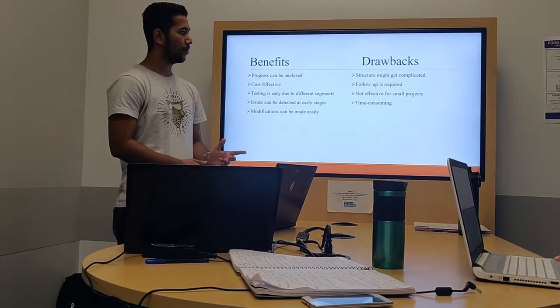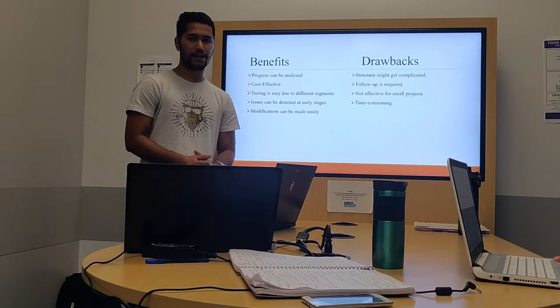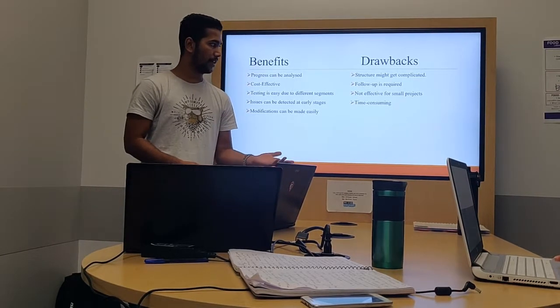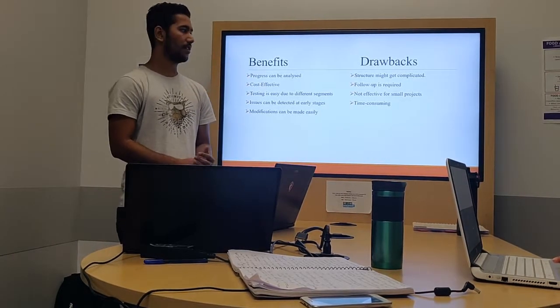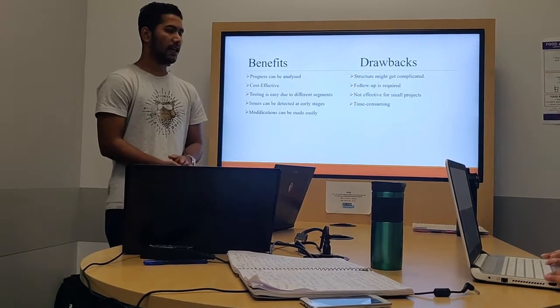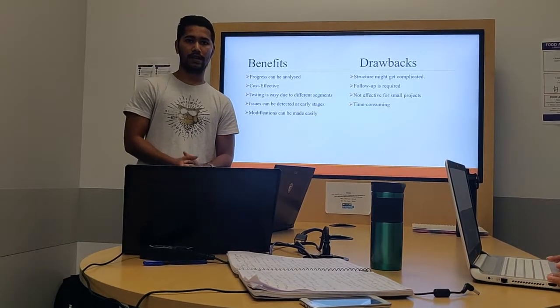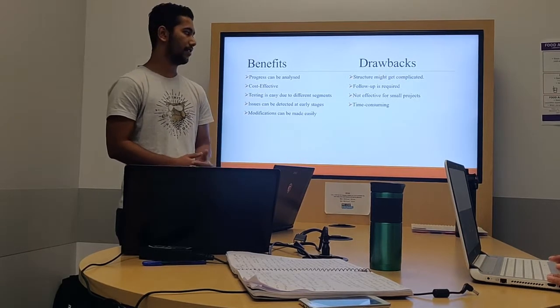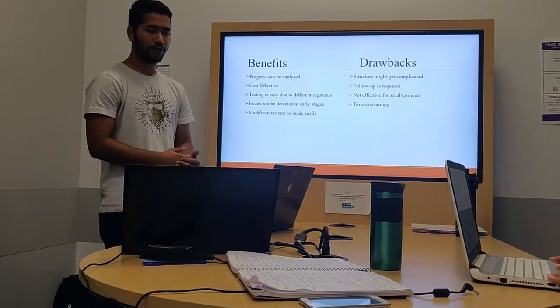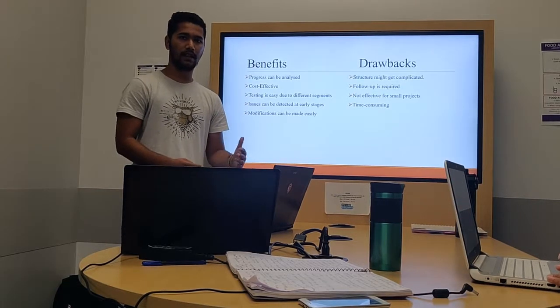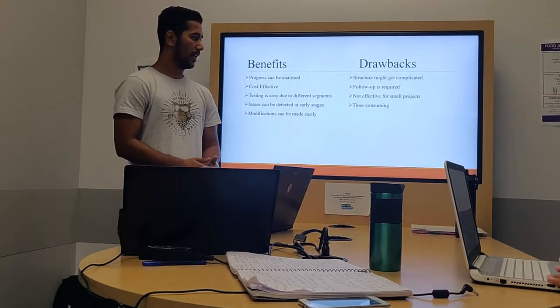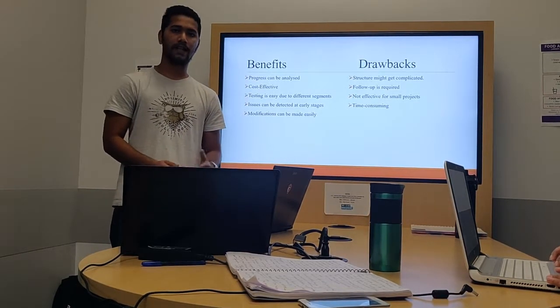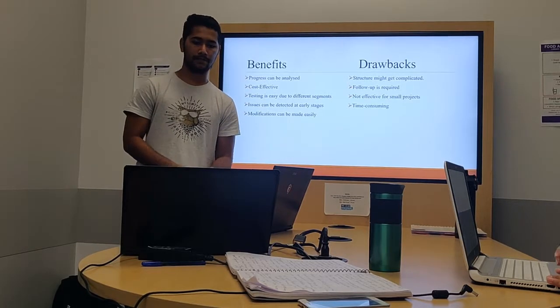Now coming to the drawbacks. As it is iterative and recommended for large software, the structure might get complicated, and constant follow-up is required as additional features and modifications are to be done in next iterations. It is not effective for small projects because it is a large system model, and it might be time consuming as n number of iterations can be created.